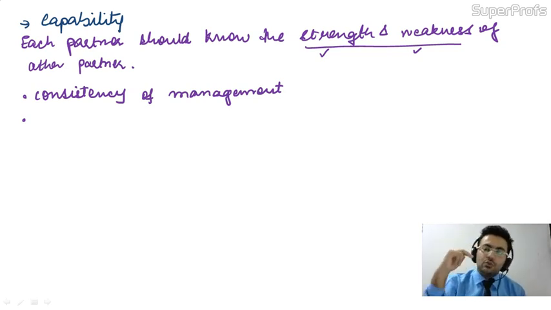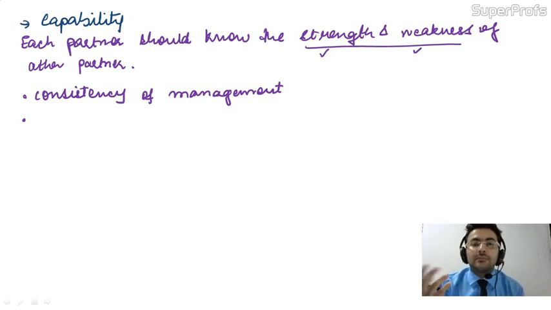To be constant, to give a constant output. When it comes to management, it means giving constant decisions and a constant output. That is consistency of management. That management keeps on performing best because of which the company is growing. Consistency of management is also to be measured in positive terms. So consistency of management, potential of partner.